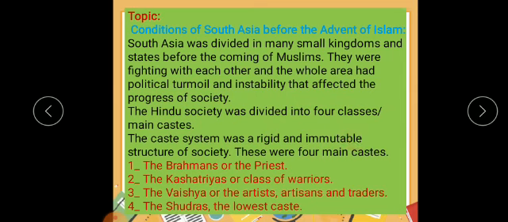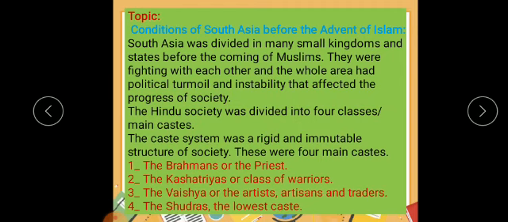Rigid means inflexible or firm, that cannot be changed, and immutable means unchangeable. So this system was unchangeable, inflexible or firm, that cannot be changed. It was the structure of society. It means the caste system was the structure of this society.